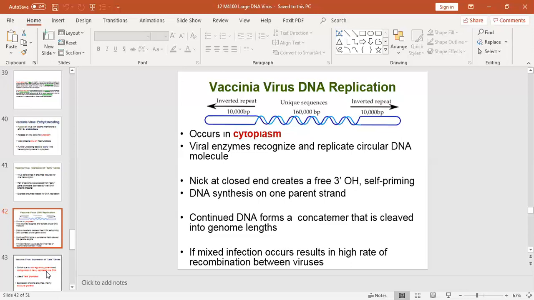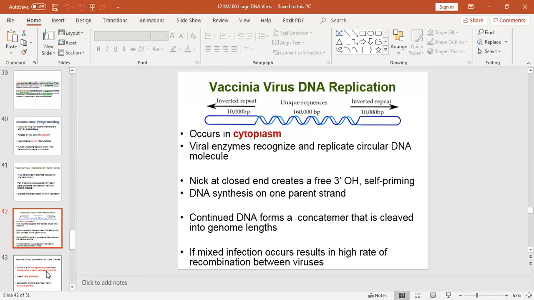Continued DNA synthesis forms a concatemer. The concatemer is later cleaved into genome size nucleotide sequences. And if there is mixed infection, the presence of mixed infection results in a higher rate of recombination between viruses.